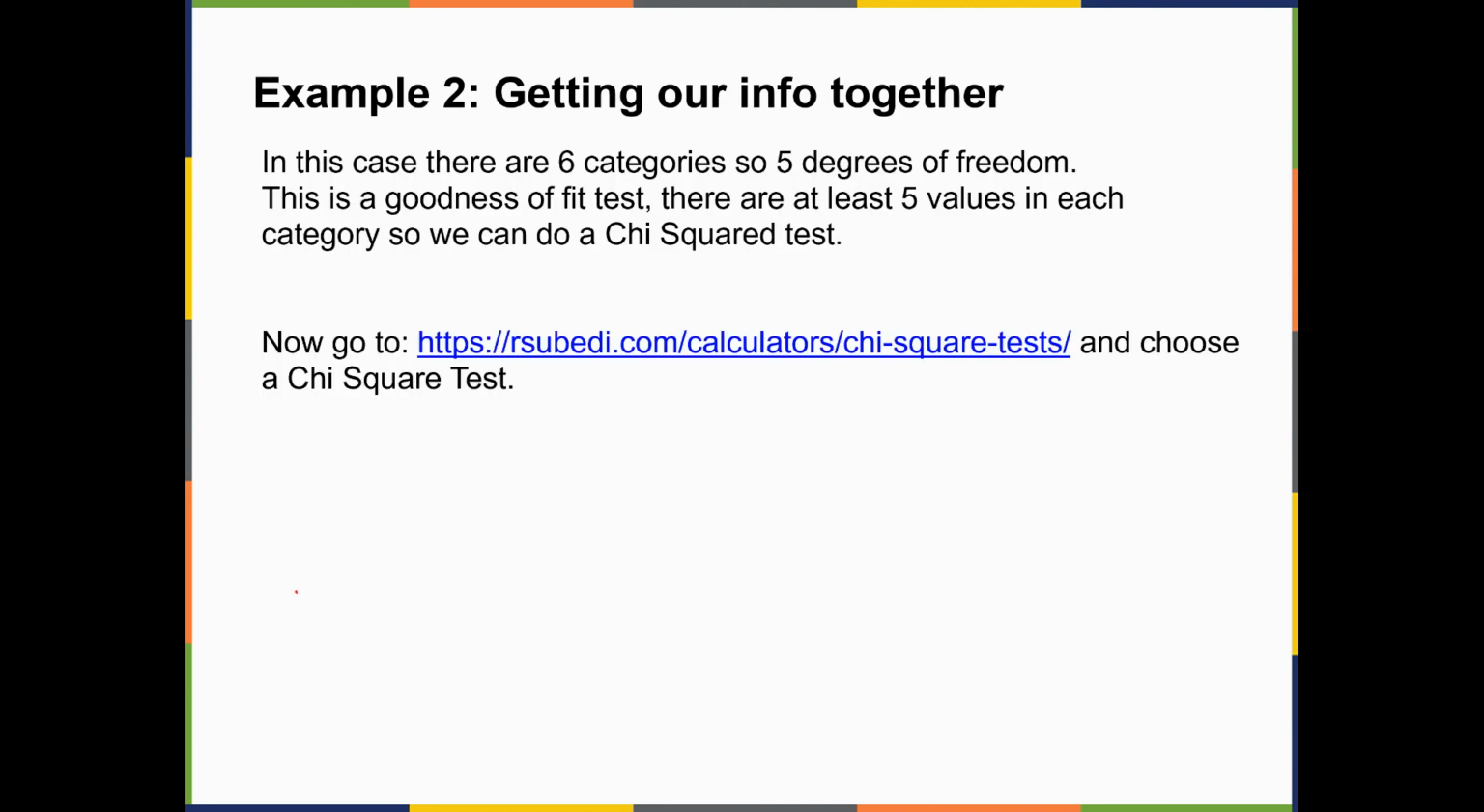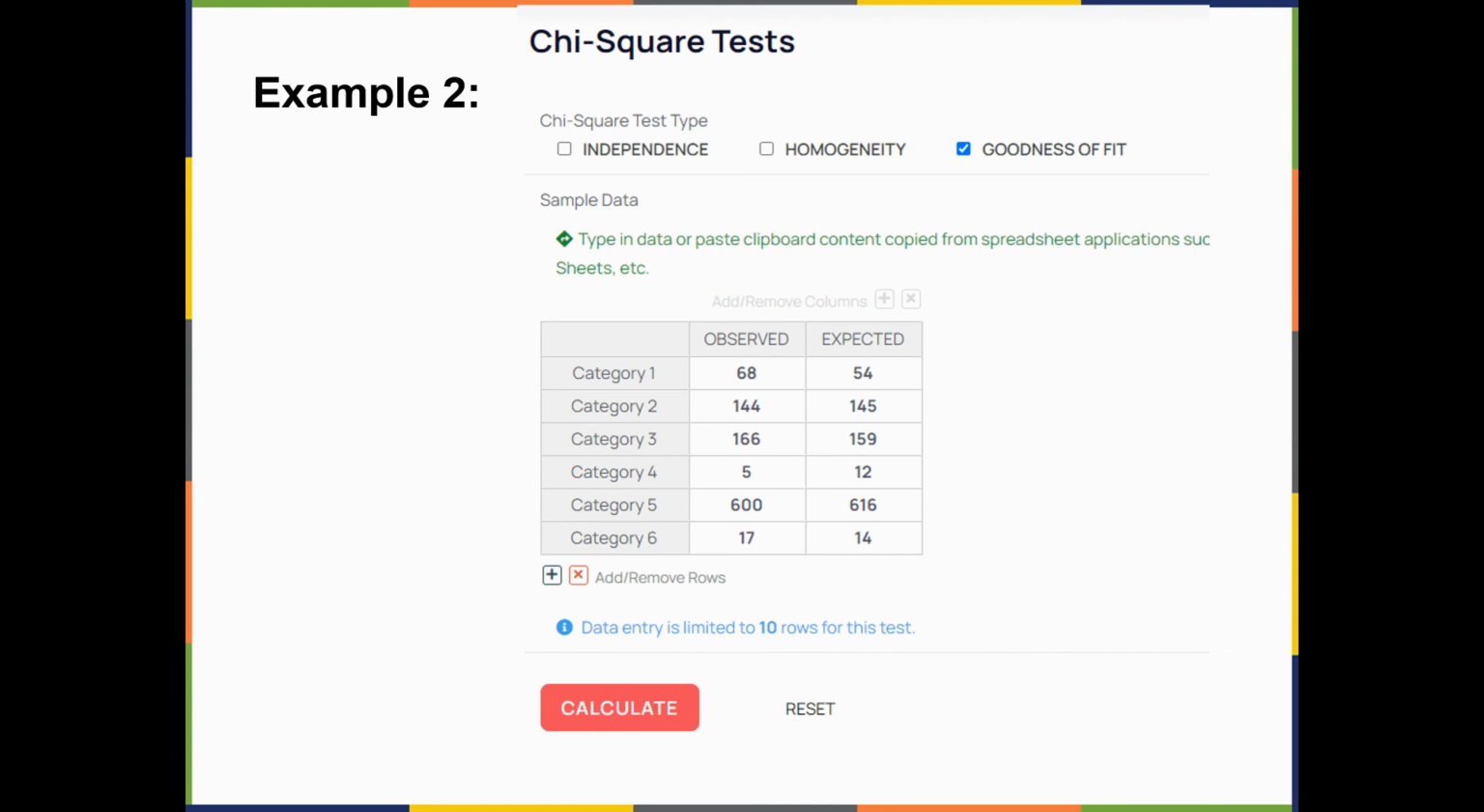We're going to use the calculator this time. There are 6 categories again, so we use 5 degrees of freedom. This is just a coincidence. There is not always 5 degrees of freedom for this type of test. We just happen to have 6 categories again. We put in our goodness of fit choice. We put in our observed values and our expected values. It's very important that you have those in the correct columns, and we hit calculate.